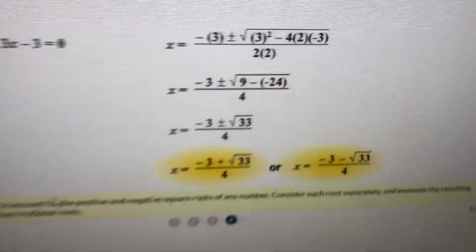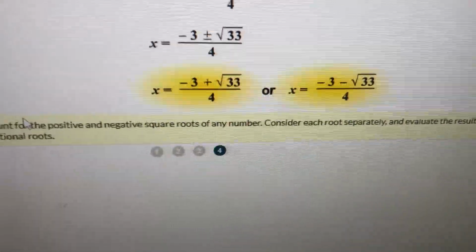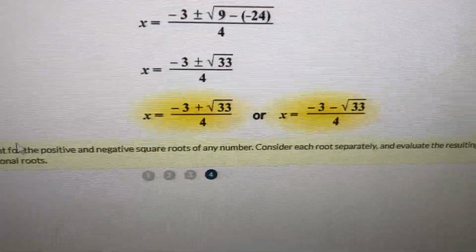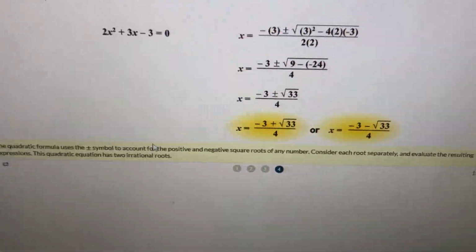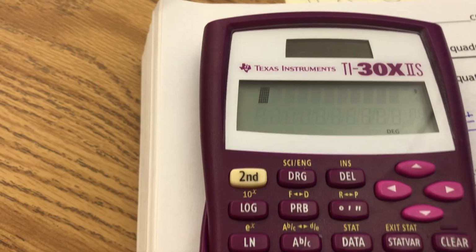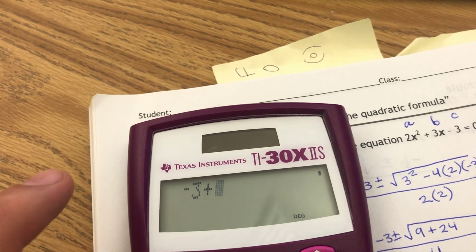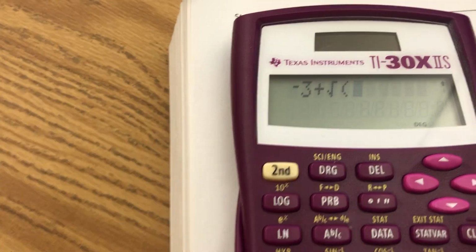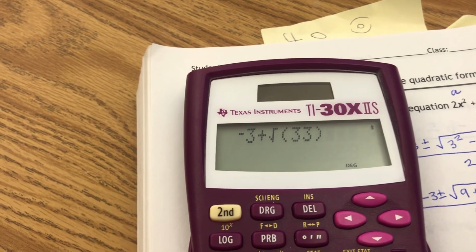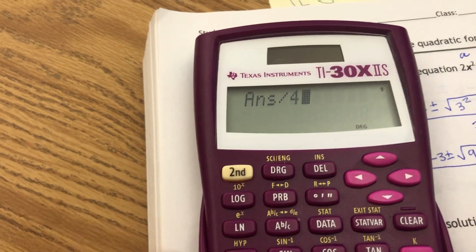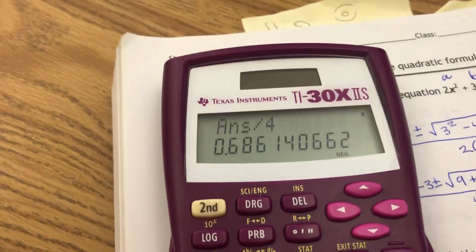And then on this one, because there is no square root of 33, you're going to get a big long decimal. And it's not going to come out evenly. So they went ahead and stopped there. If you were to take a calculator and solve that out, you could say negative 3 plus the square root of 33. I'm going to go ahead and press equals there. And then divide by 4. You get 0.6861, big old long string of numbers.